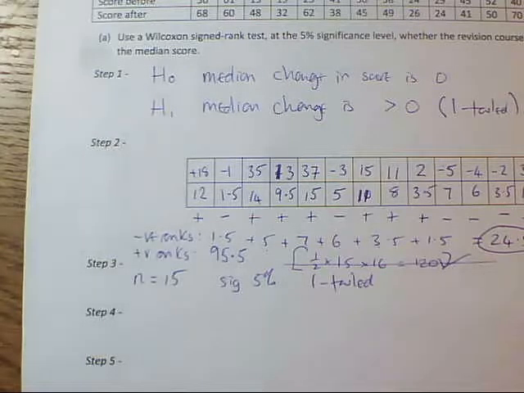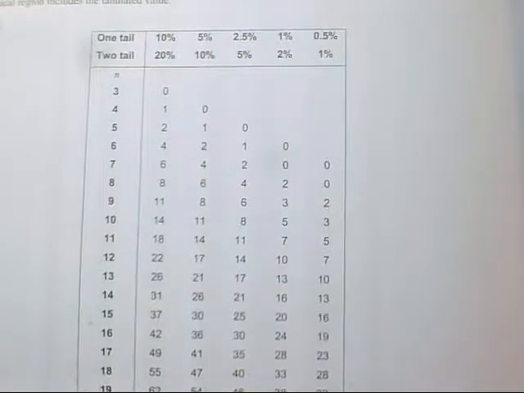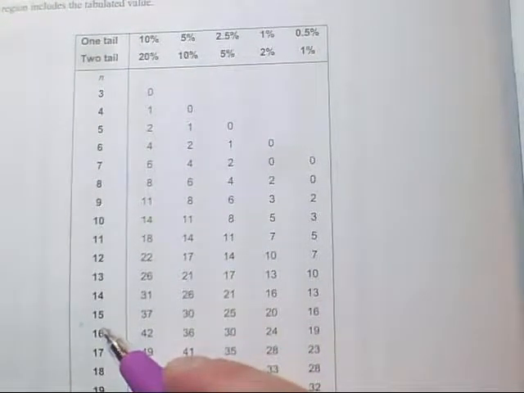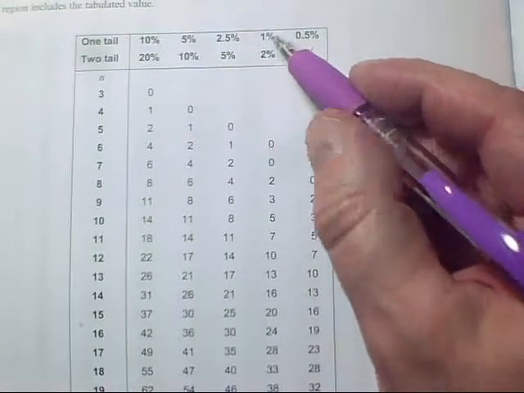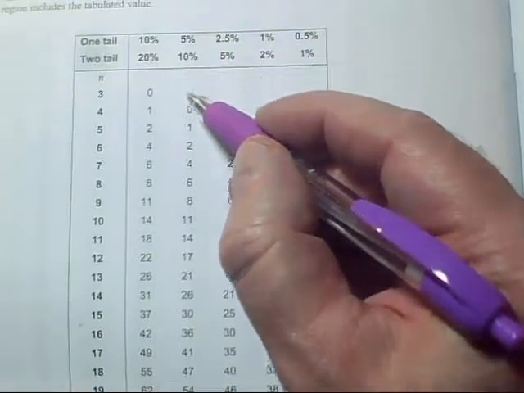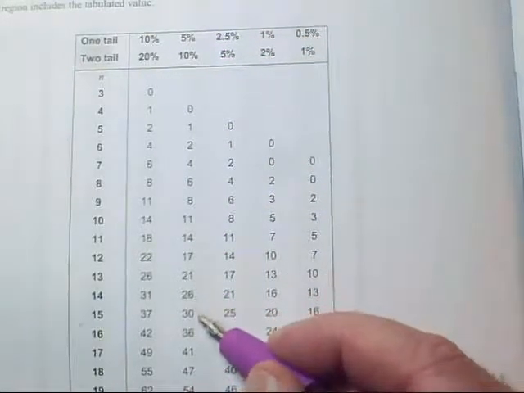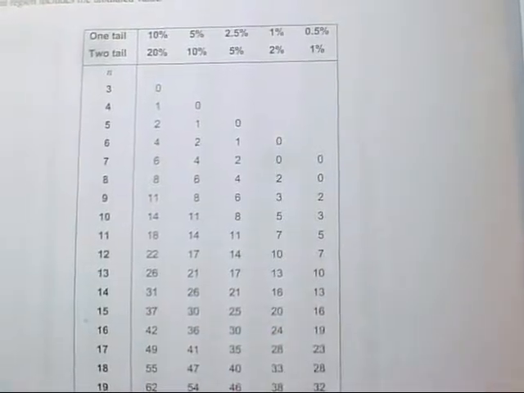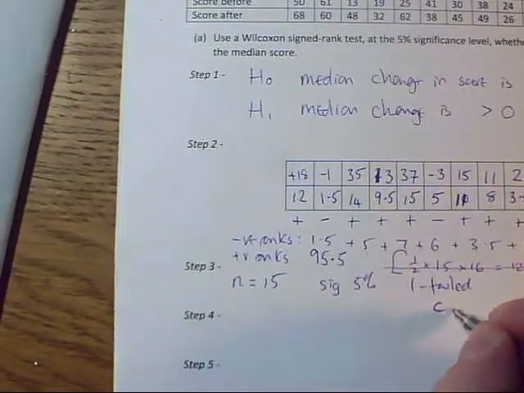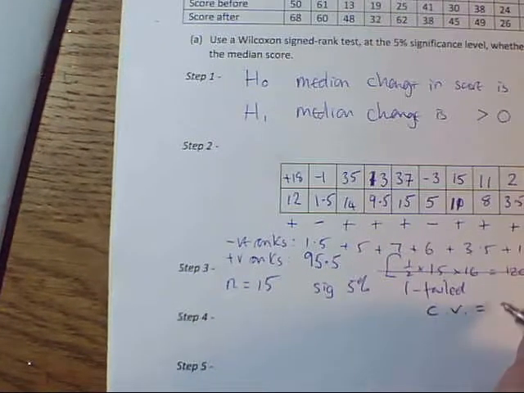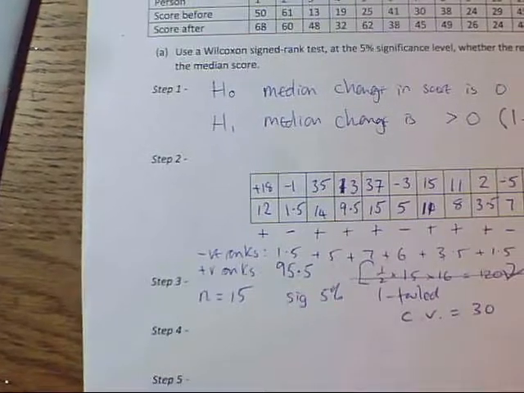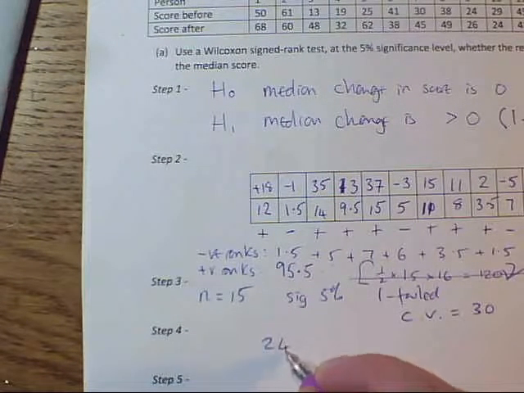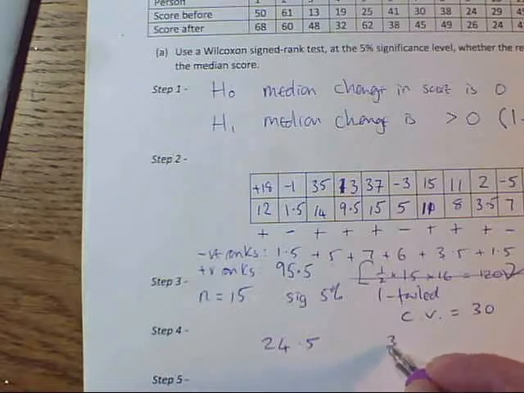So going back to the table, 5% significance, one-tailed, n is 15. So n is 15, here it is. One-tailed 5%, we're in the second column for 15. And the value we get here is 30. So that's the value I need to undercut. So my critical value, there are marks for your critical value. My critical value is 30.